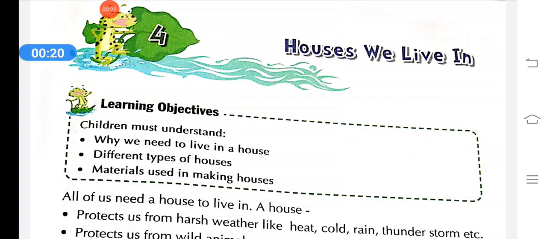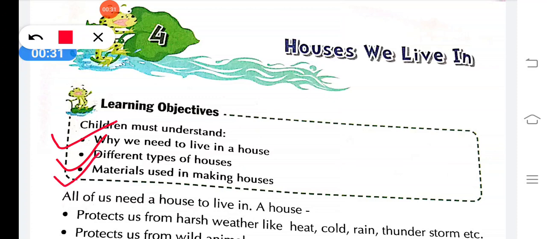They are: why do we need a house, then different types of houses, and finally, materials used in making houses. What type of materials do we use to build our houses? These three important topics mainly we will discuss. So let's start with the first topic.